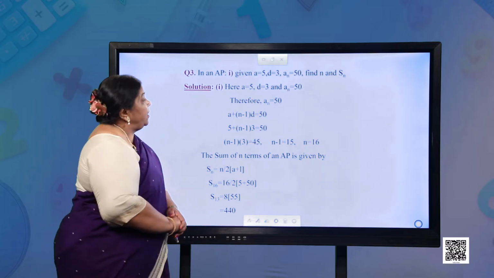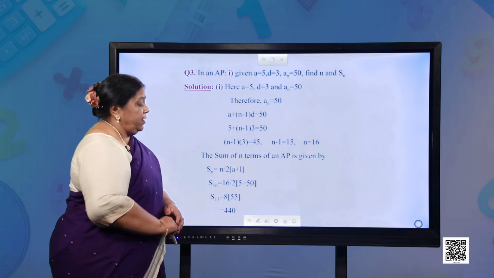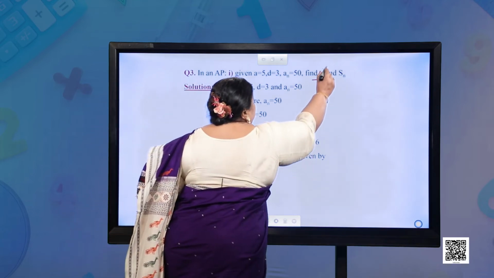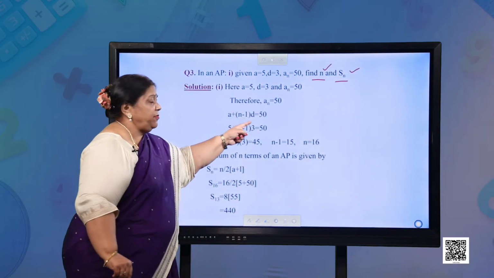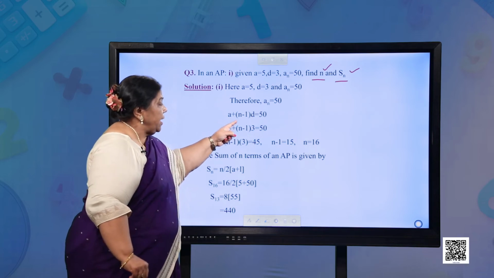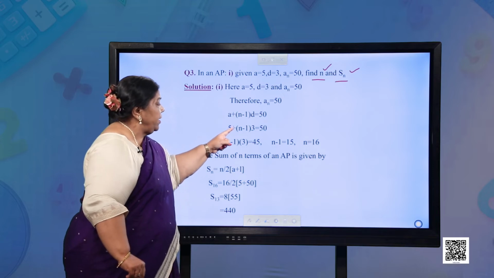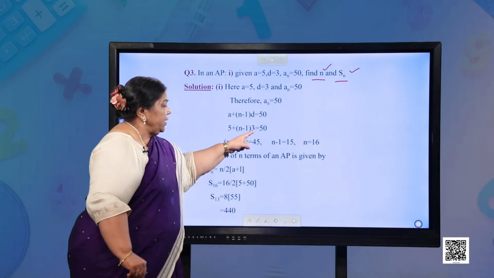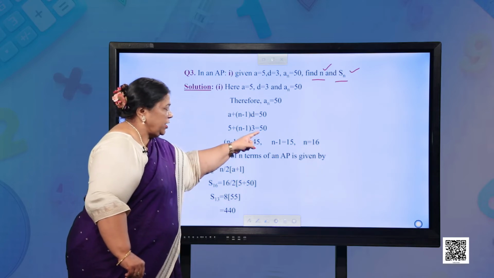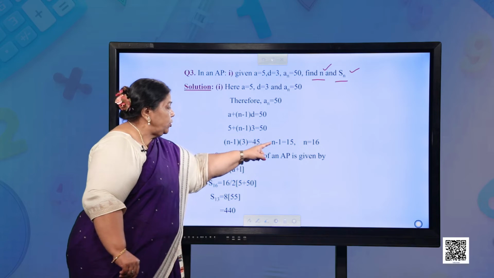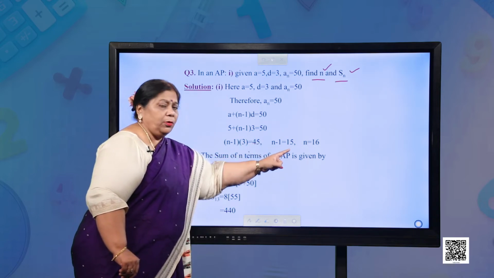In an AP, we are given a is equal to 5, d is equal to 3 and an is equal to 50. We are required to find out n and Sn. Okay. So, we know the formula for the nth term, it is a plus (n minus 1) into d is equal to 50. What is the value of a? We are substituting the value of a as 5, and d is 3, so 5 plus (n minus 1) into 3 is equal to 50. So, (n minus 1) into 3 is equal to 50 minus 5. It is 45. So, n minus 1 is equal to 45 upon 3, which is 15. So, n is equal to 16.